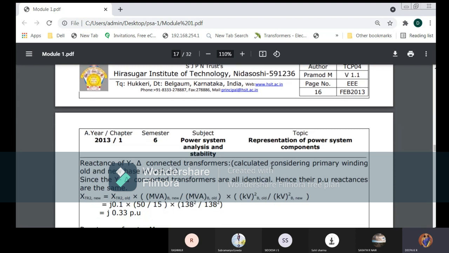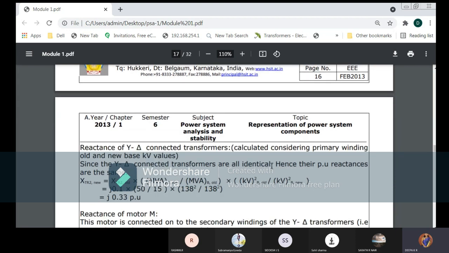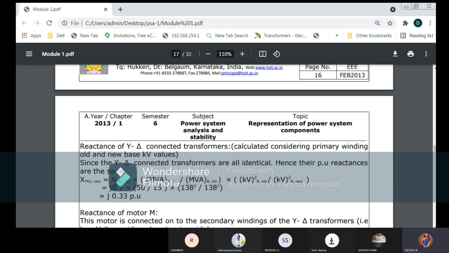Next to the transmission line, we have another 2 identical transformers. Calculate any one. So old into new by old. Transformer is 10%, means 0.1. New value is 50. Old value is given in the problem, it is 15. And kV values are 138 for both the cases. So you'll get the second transformer value.